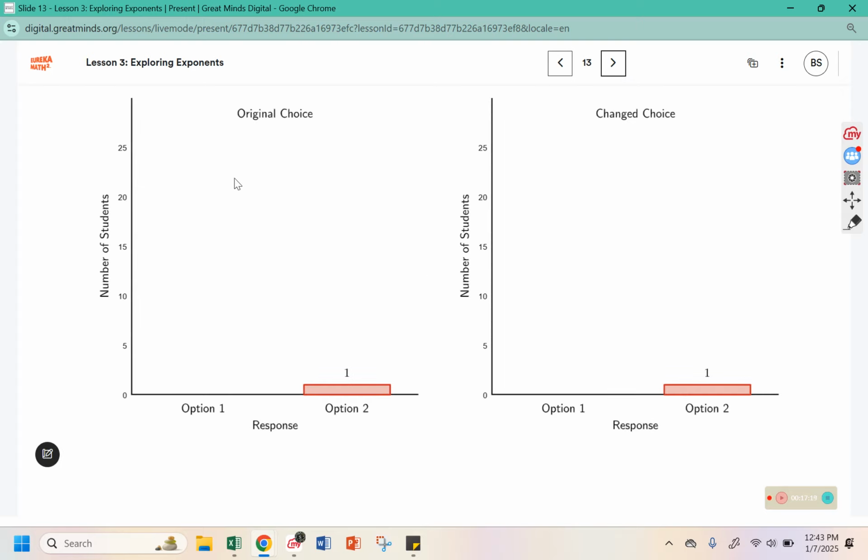So here's your original choice, and here's the changed choice. And then it will also show other students in our class. So we might have some people who chose option 1 in the beginning, and then who switched to option 2.